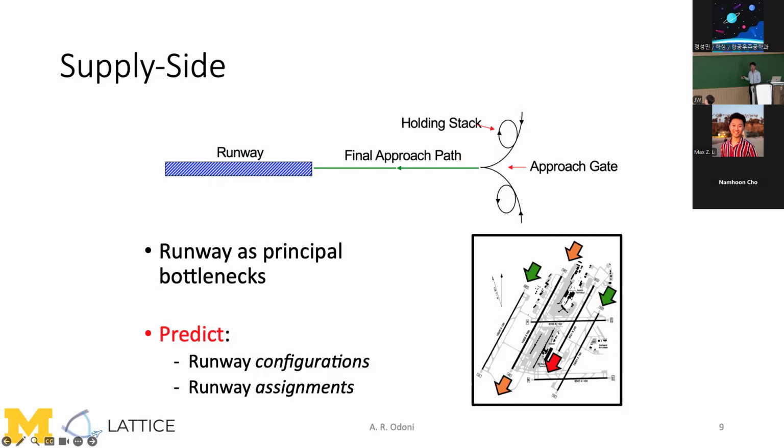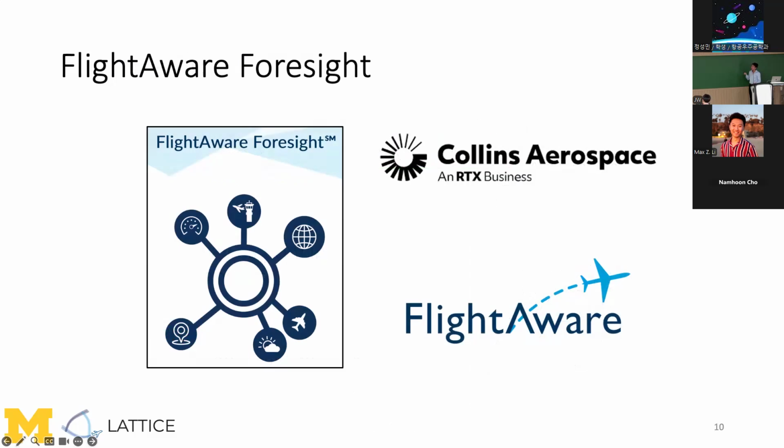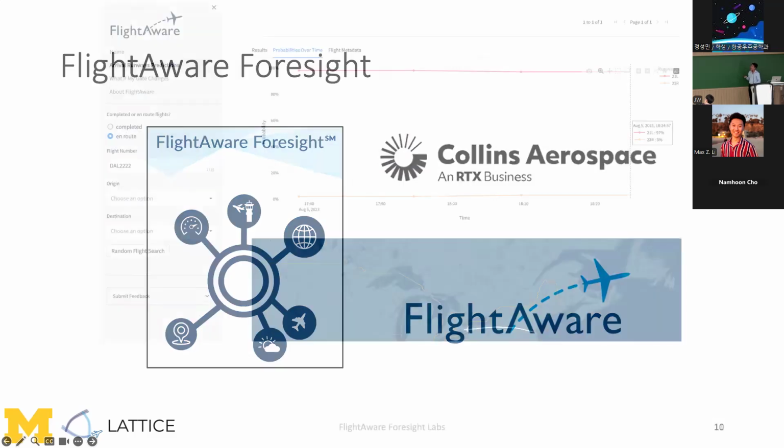Very well studied problem. People have looked at this problem for the last 10, 20 years, not me specifically, but people have looked at it for quite a while. In fact, it's such a mature problem that it's been taken up by industry. Maybe some of you have heard of FlightAware. Basically, it's a flight tracking website. FlightAware has actually been purchased by Collins Aerospace, and they have a product called FlightAware Foresight. You can Google it right now, and you can play around with it. It's actually kind of fun.